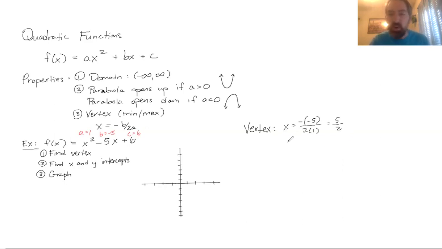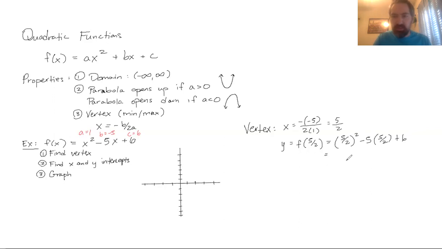Now we can find the y value of the vertex by plugging 5 halves back into the function. So that's 5 halves squared minus 5 times 5 halves plus 6. Now I'm not going to go through all the steps here. This is something that you can plug into the calculator. 5 halves squared minus 5 times 5 halves plus 6. Just enter all that into your calculator. It makes it much easier if you have a graphing calculator such as a TI-83 or TI-84, because you can type all this in and you can see what you're typing in.